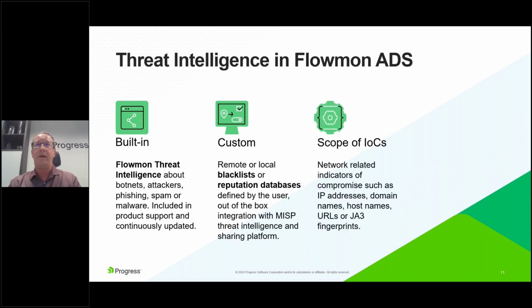The scope of the IOCs basically covers network-related indicators of compromise, so IP addresses, domain names, host names, URLs, or even JA3 fingerprints, which fingerprint the encrypted communication and are computed from encrypted sessions when these are being established.